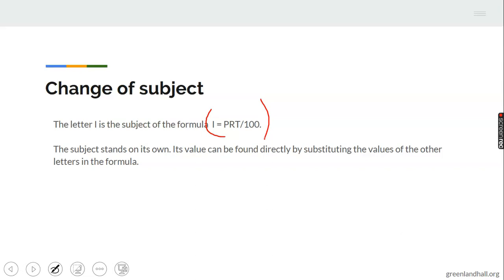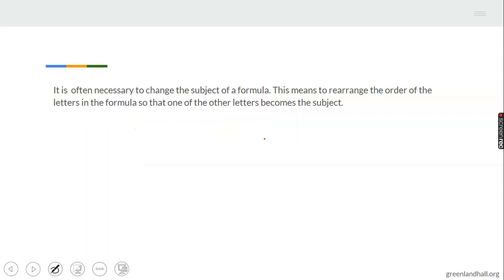That's what we say: making a particular letter the subject of the formula or of the relation. That particular letter must be standing alone in the formula, in the equation, because an equation is a formula, as we studied in our last class. Now, it is often necessary to change the subject of the formula. This means to rearrange the order of the letters in the formula so that one of the other letters becomes the subject.